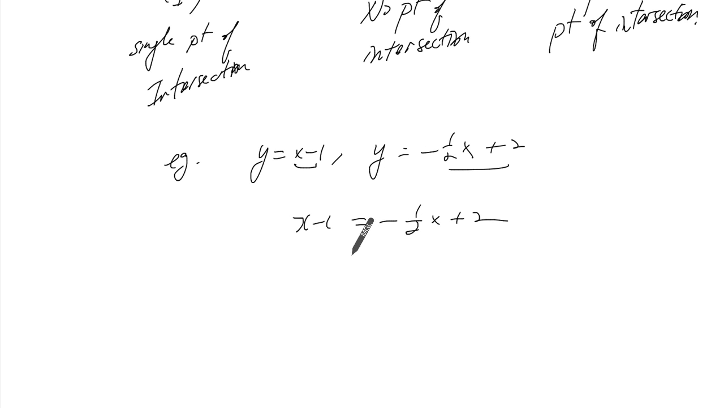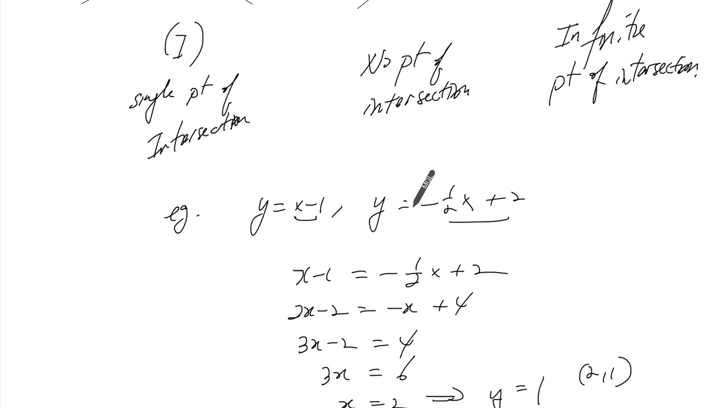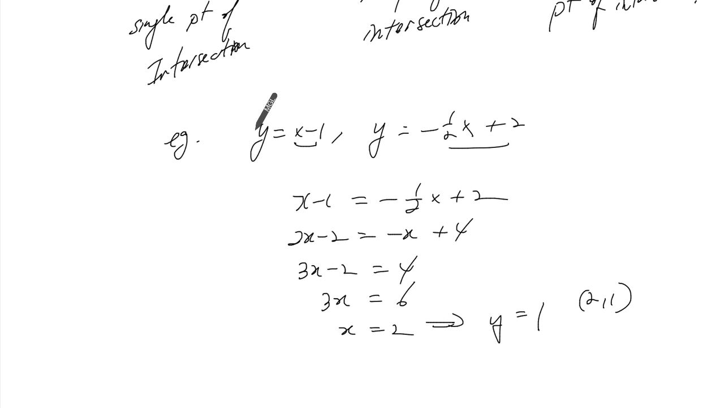Okay, I'm going to multiply everything by 2 to get 2x minus 2 is equal to minus x plus 4. Add x to both sides and you get 3x minus 2 is equal to 4. So you get that x is equal to 2. You plug that into this equation, you get y is equal to 1. The point of intersection is (2, 1). Okay, so that falls in the first category.